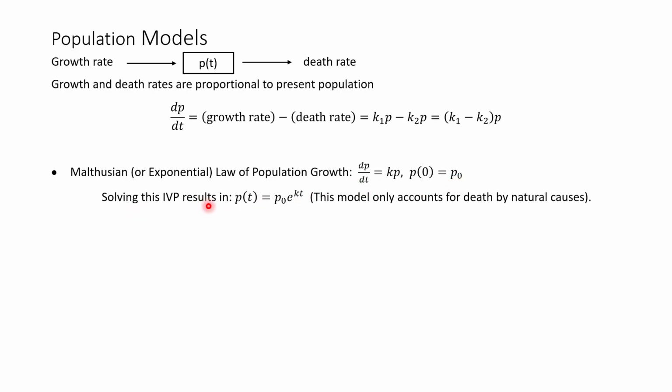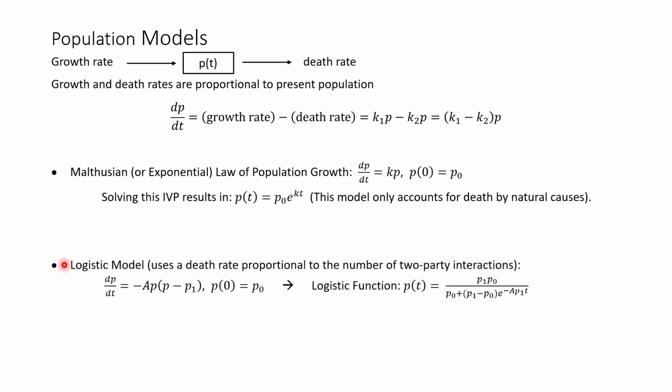And so if you solve this initial value problem, it results in the following. So you would get your population as a function of time equal to P naught e to the kt. So this is the initial population times e raised to the power of your constant times t. And now, just a quick note, this model actually only accounts for death by natural causes.